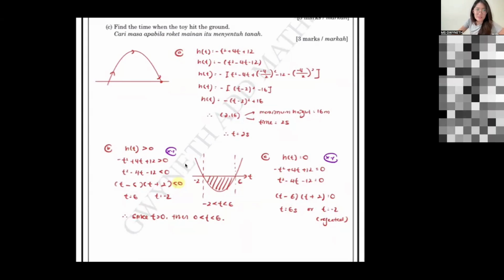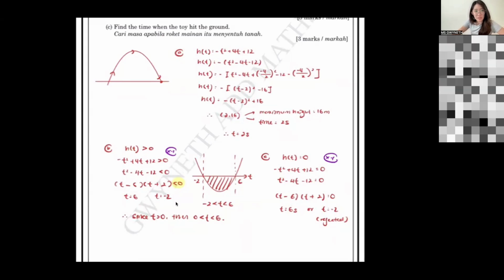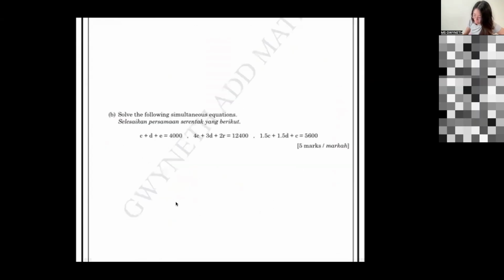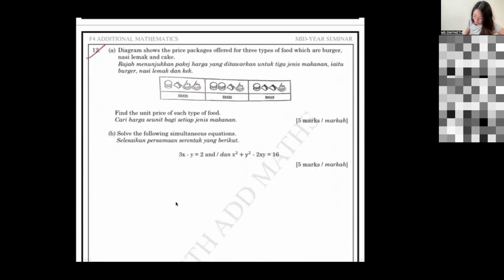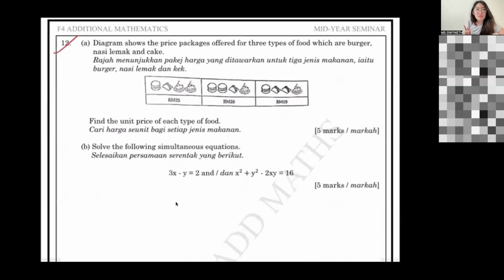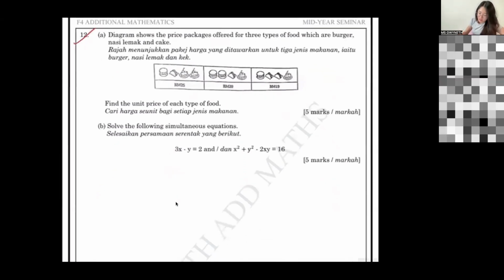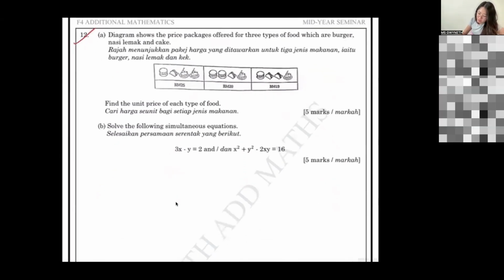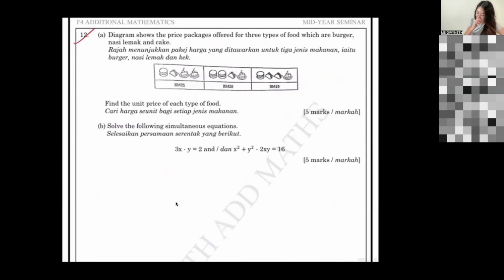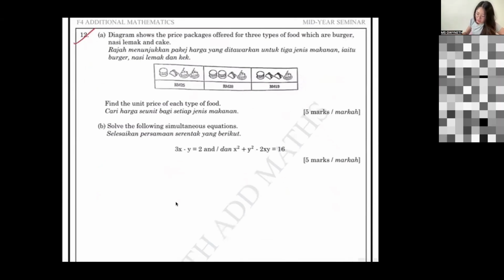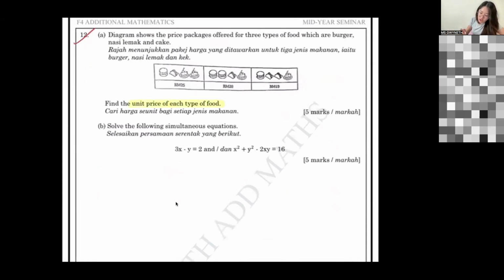All right, everybody, let us turn to the last page, question 12. This is chapter 3, system of equations. Just a practice. Diagram shows the price packages offered for 3 types of food, which are burger, nasi lemak, and cake. Find the unit price of each type of food.